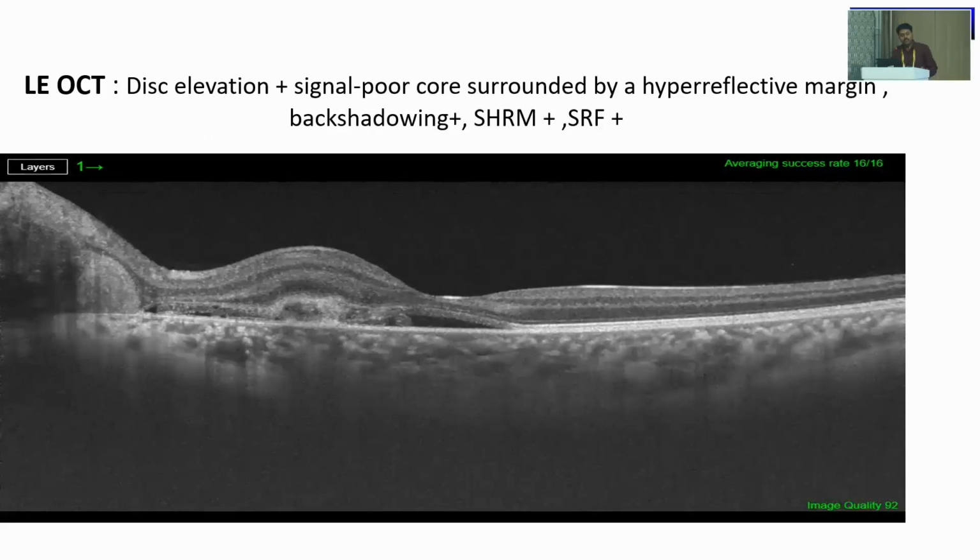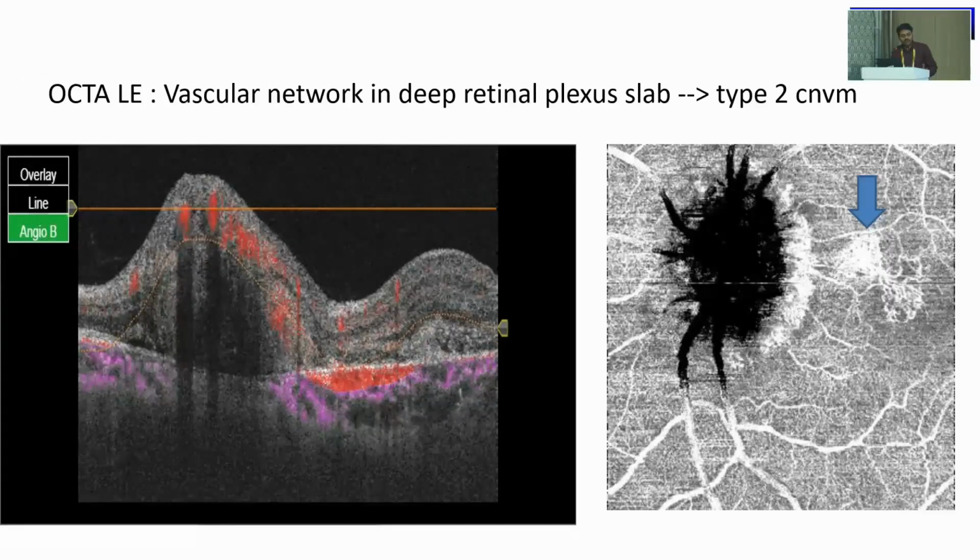In the left eye also, disc elevation was significantly noted with a signal poor core surrounded by a hyper reflective margin and backshadowing. Also, there was SHRM with subretinal fluid noted. And OCTA of the left eye particularly showed us the vascular network in the deep retinal plexus in the slab, which was suggestive of type 2 CNVM.